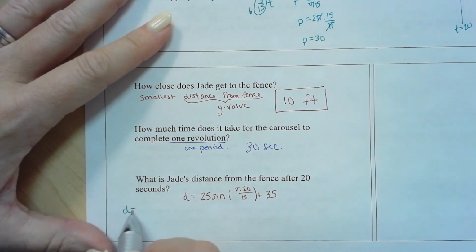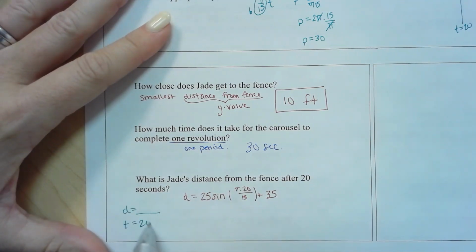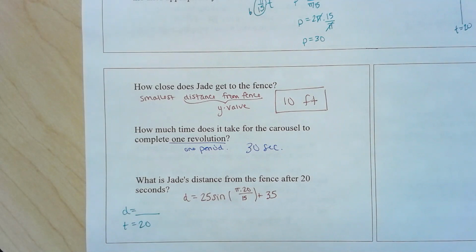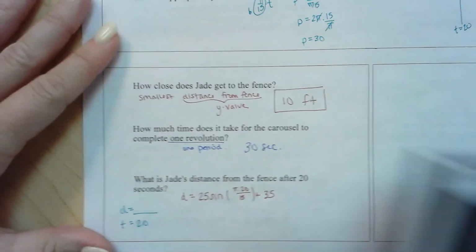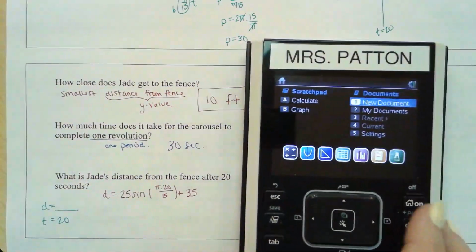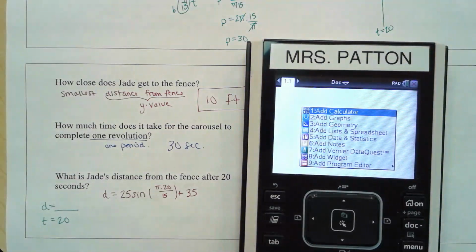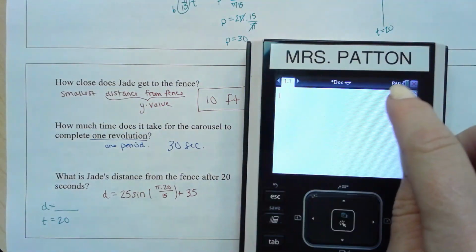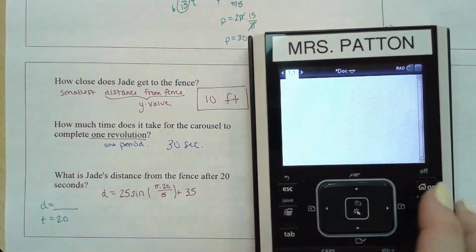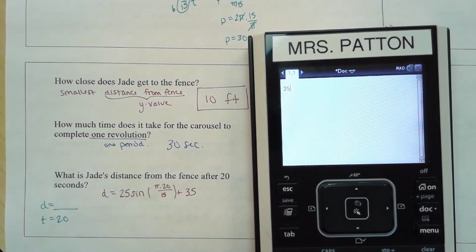So they're saying, find the distance when the time is 20. They're giving us the x and they're asking for the y. I'm going to plug it in. Now I'm just going to use a calculator. I think we can do it just from a calculating screen. Let's make sure we're in radians, and I'm going to type in exactly what I have.